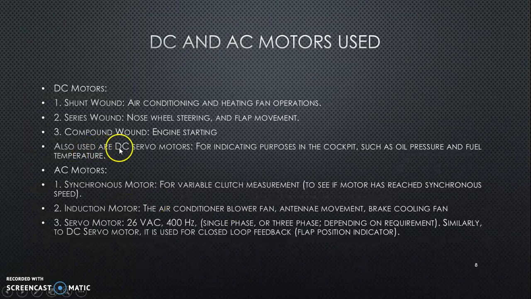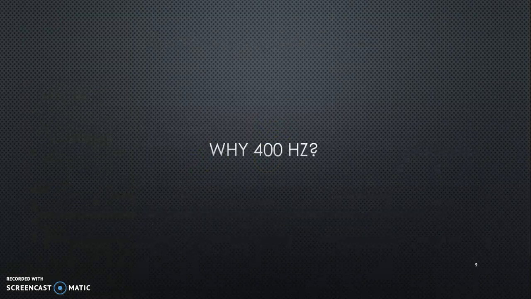Also, you might see here the DC servo motors and the AC servo motors. These are basically used for the indication purposes. So in the cockpit, the pilot and the crew can basically see these indicators, like for oil pressure and fuel temperature. Those are through using the servo motors.